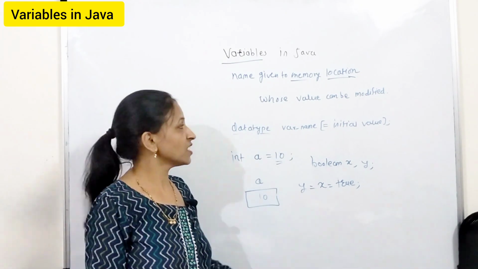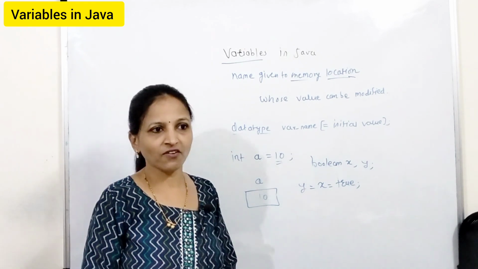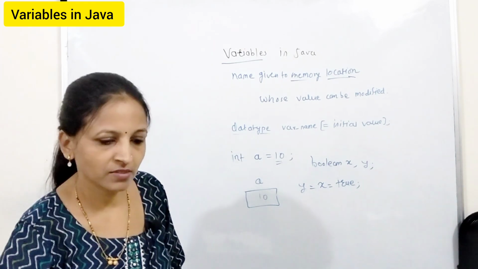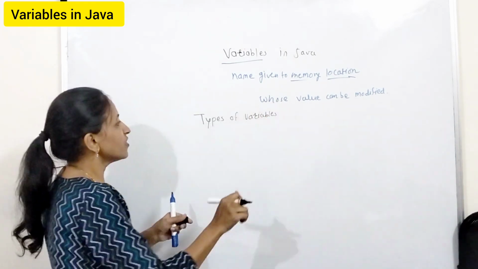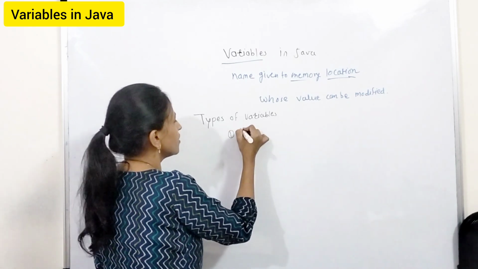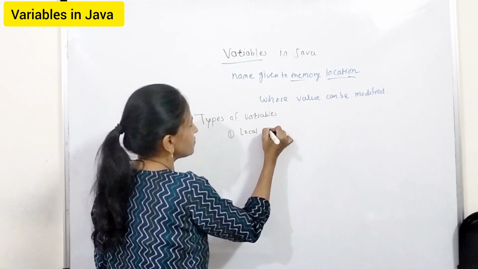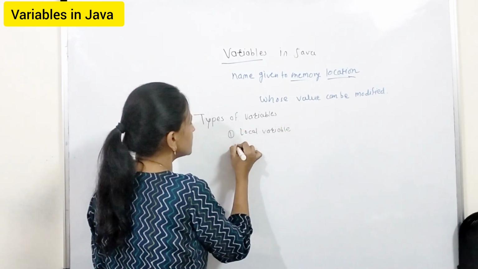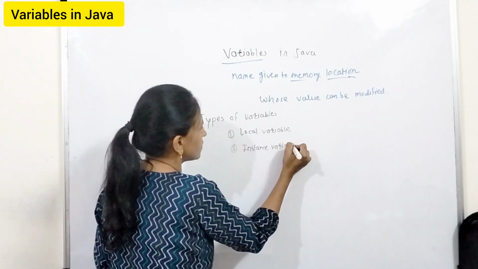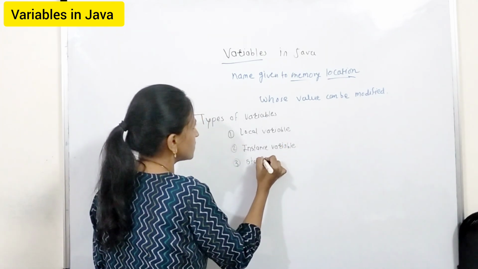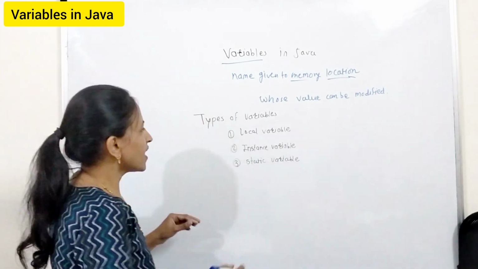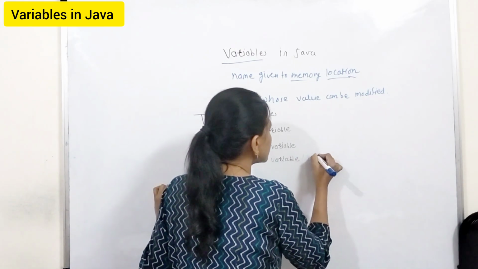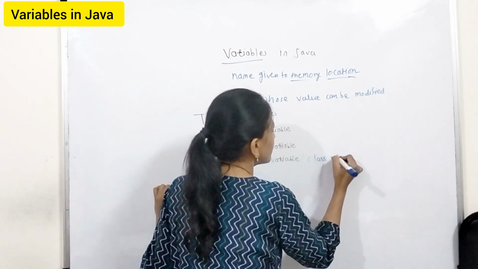Now there are basically 3 types of variables in Java, which I am going to explain. First is local variable. Second is instance variable, and third one is static variable. Static variables are also called class variables.